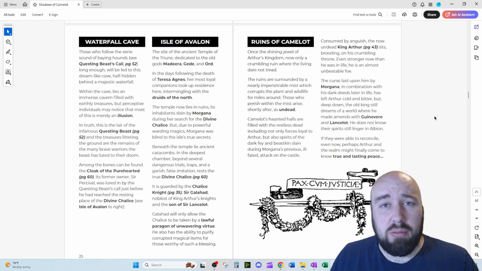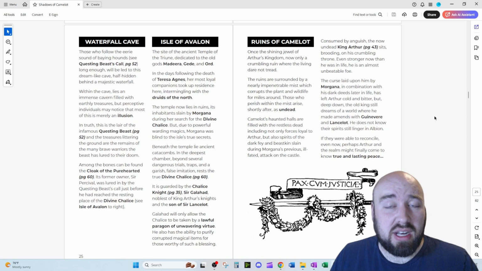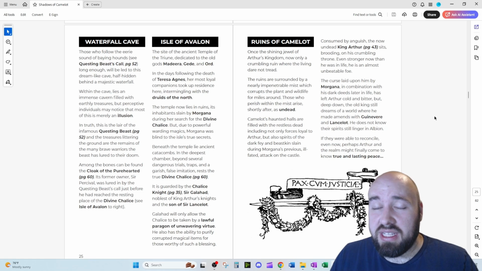The curse laid on him by Morgana, in combination with some of his darker deeds later in life, has left Arthur cold and bitter. But, as we touched on earlier, there are ways to remove Arthur's curse. Some of them may involve a direct confrontation with Arthur himself, but there are also non-combat approaches to take as well, which is all well and good because, as we referenced, Arthur is a bit of a beast in combat and has a surprise or two up his sleeve that your players probably are not expecting.